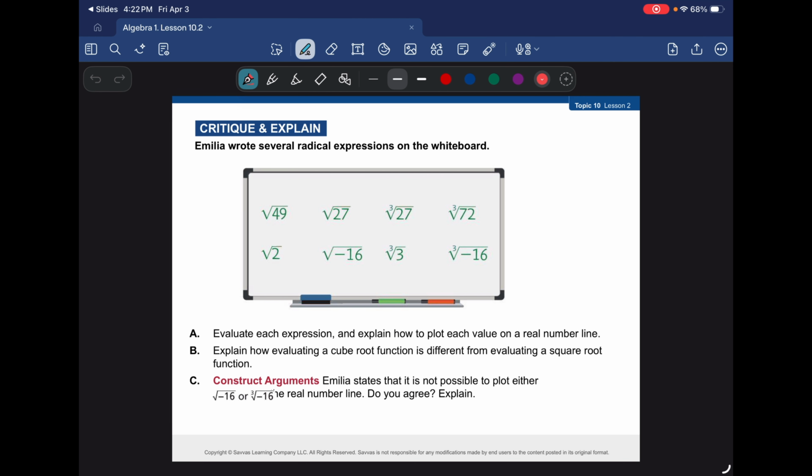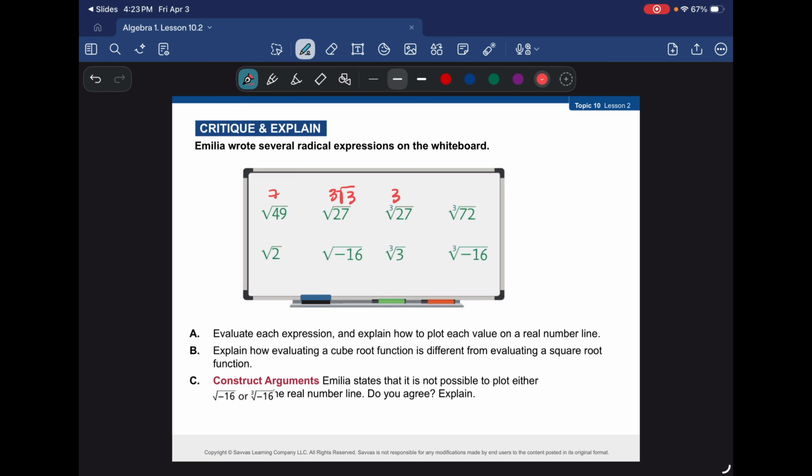Amelia wrote several radical expressions on the whiteboard. Part A: evaluate each expression and explain how to plot each value on a real number line. If we're just going through and evaluating these, we know the square root of 49 is 7. The square root of 27 is 9 times 3, and the square root of 9 is 3, so this would become 3 times the square root of 3. The cube root of 27 is 3.